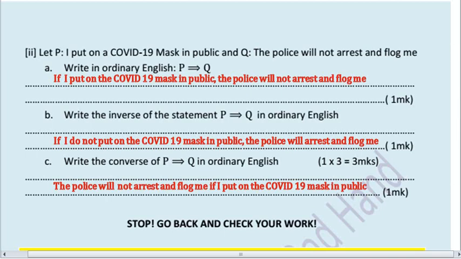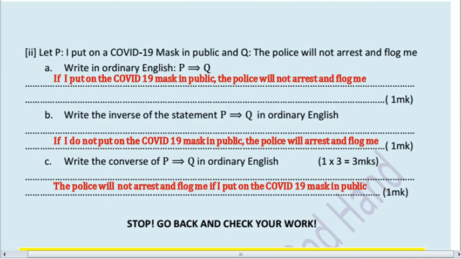Write the inverse of the statement, P implies Q. The inverse just means that you should take the negation of both sides. So if I do not put on the COVID-19 mask in public, the police will arrest and flog me. Note that with the right hand side it was not, so the not of not is now cancelled. The police will arrest and flog me.